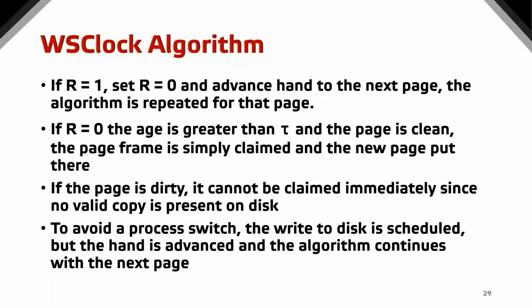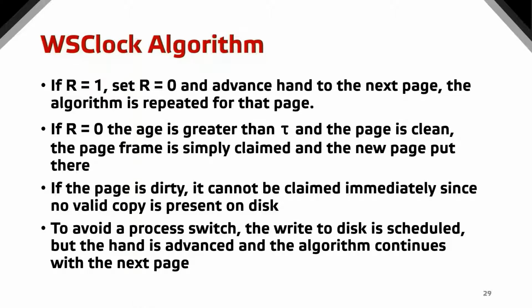Let's now observe the cases of the working set clock algorithm. If R is equal to 1, we simply set R to 0 and advance the hand to the next page, and the algorithm is repeated for that page. If R is equal to 0, the age is greater than tau and the page is clean, the page frame is simply claimed and the new page put there. If the page is dirty, it cannot be claimed immediately since no valid copy is present on the disk. To avoid a process switch, the write to the disk is scheduled, but the hand is advanced and the algorithm continues with the next page.